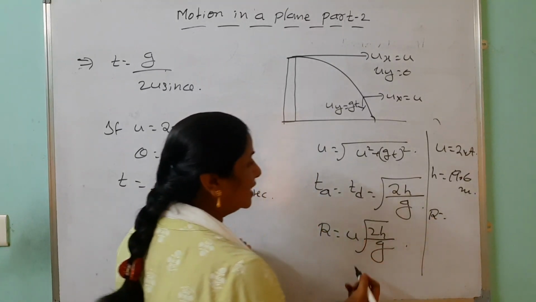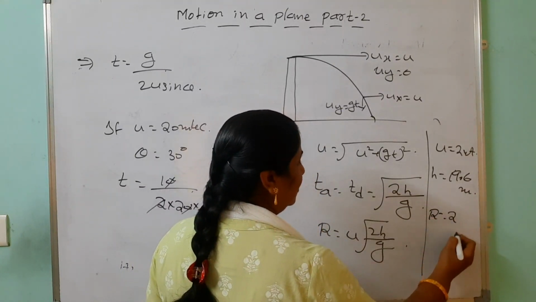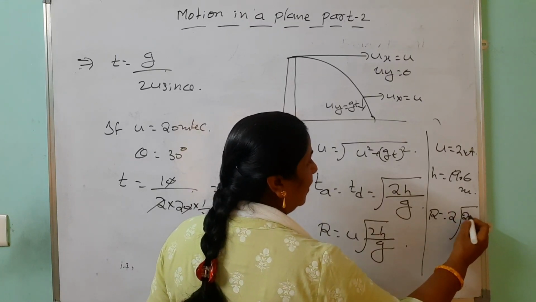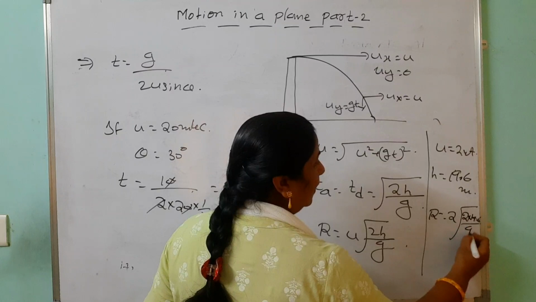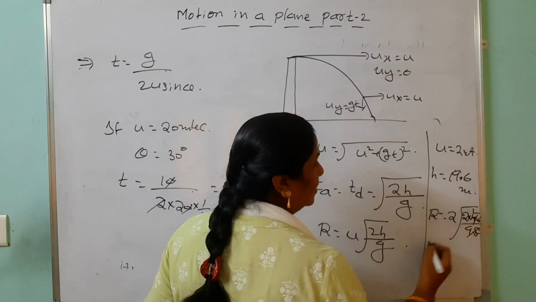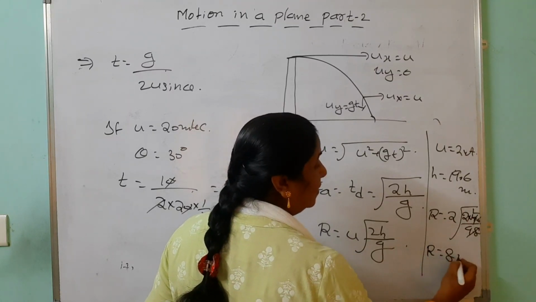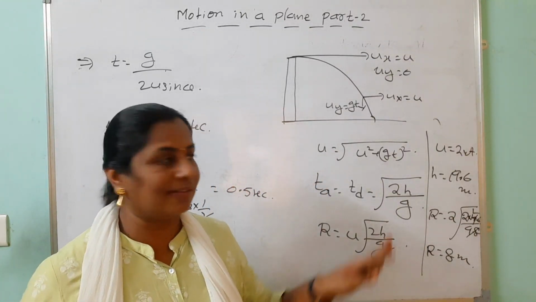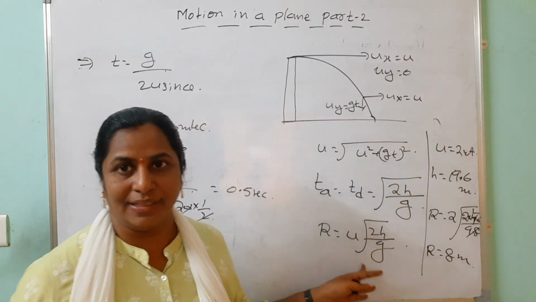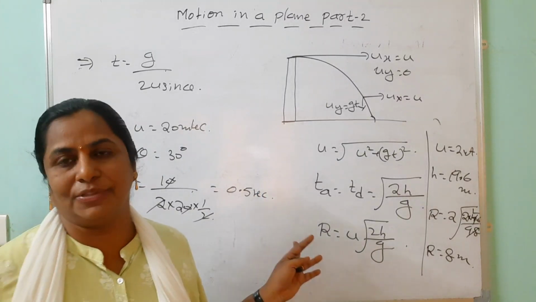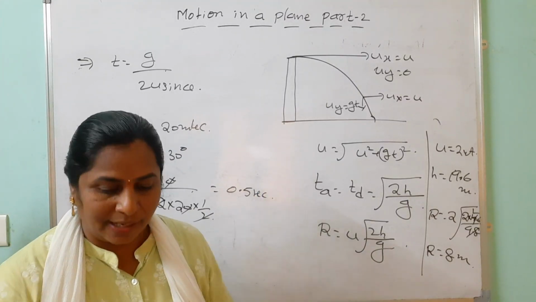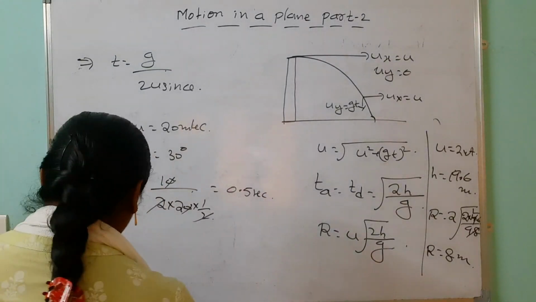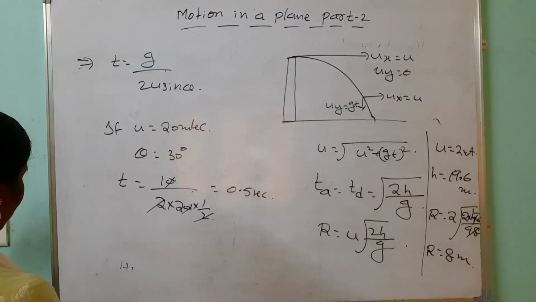R equals, use this formula, u is 2, and the square root of 2 into 19.6 by 9.8. This is 2, so the square root of 4 is 2. So 8 meters. So clearly, when they mention horizontal projectile, you have to go through this concept only. Don't go through the oblique projectile. So this belongs to the horizontal projectile and this belongs to the oblique projectile. Anyway, our main topic is the oblique projectile.